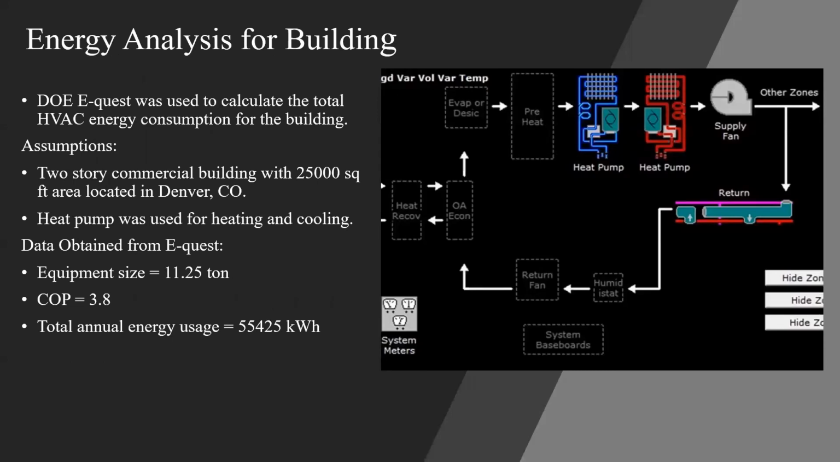So we use the eQuest software to calculate the HVAC heat energy consumption for the building. Our assumption was a 2-story commercial building in Denver, Colorado, using heat pumps for both heating and cooling. So the following are the data obtained from eQuest. Our equipment size was 11.25 ton, and the annual energy usage was 55,425 kilowatt hours.